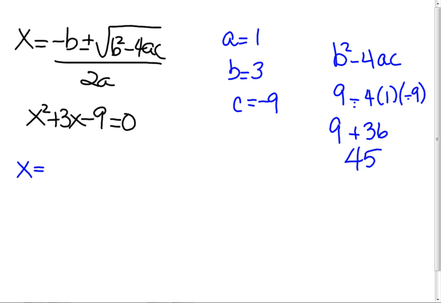Okay. Cole, what's the opposite of B? B is 3, so what's the opposite of positive 3? Minus 3 plus or minus the square root of this number we just did, which is 45, all over 2A. What's A?